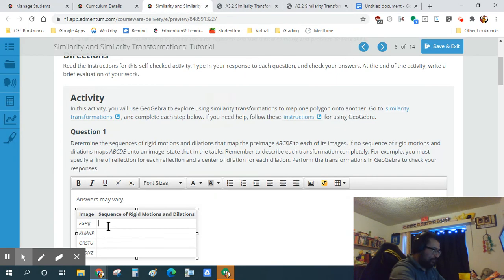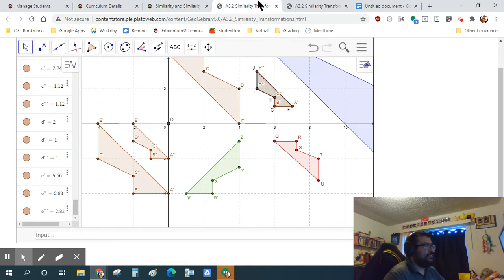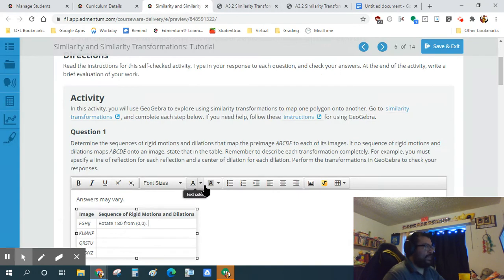So, rotate 180 from 0, 0. And I like doing everything from the origin, from the 0, 0 point, just because it's easier to do and understand. So I'm going to rotate from there. And then I'm also going to dilate by a factor of 0.5. And that's just saying I'm making it smaller by half.